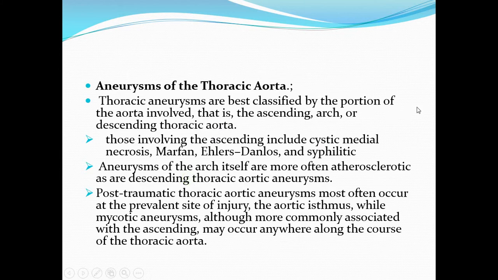Aneurysms of the thoracic aorta are classified according to what part of the aorta is involved: is it the ascending, the arch, or the descending thoracic aorta? The aneurysms in the ascending aorta include cystic medial necrosis, Marfan syndrome, and syphilitic aneurysms, while those of the arch and the descending thoracic aorta are usually atherosclerotic. Post-traumatic thoracic aortic aneurysms most often occur at the prevalent site of injury, the aortic isthmus, while mycotic aneurysms, which are more commonly associated with the ascending aorta, may occur anywhere along the course of the thoracic aorta.